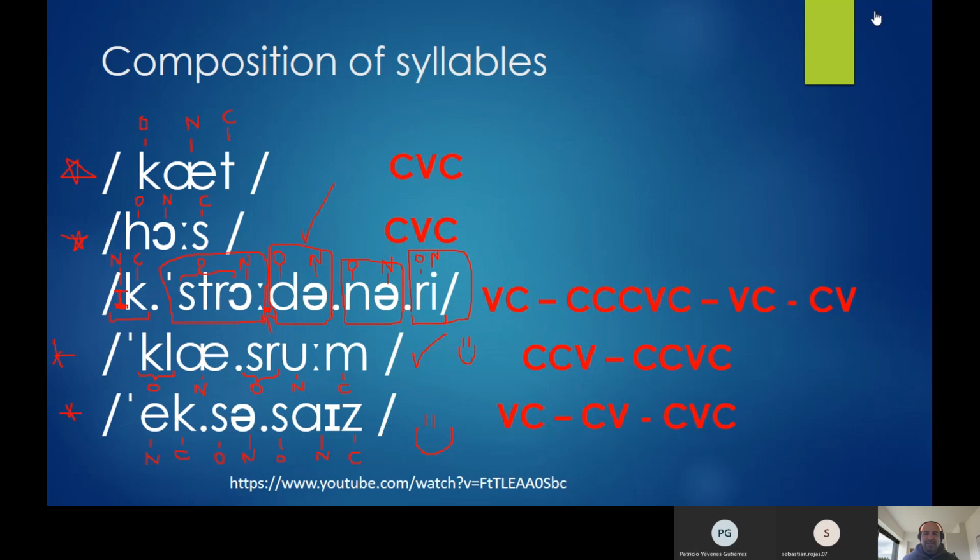So what can we say about the composition of the first and the second one, the first word and the second word, cat and horse? They are the same in terms of syllable composition. Exactly. The composition of these syllables is CVC: consonant, vowel sound, and consonant sound. Now, what about the third example, in which we see a very different composition of the syllables?